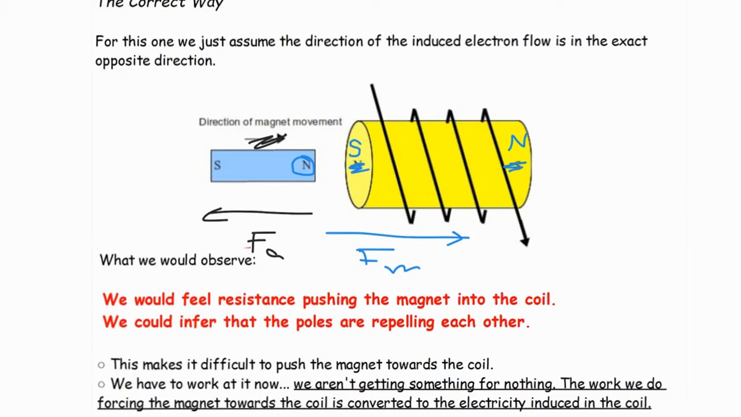This is AC current, or alternating current. Because that magnet's changing direction, so is the direction of the current. So it's not always moving in one direction.